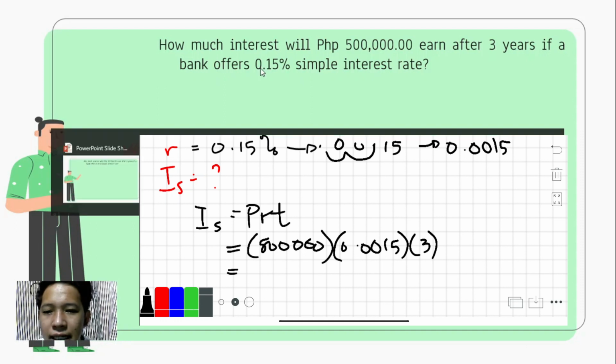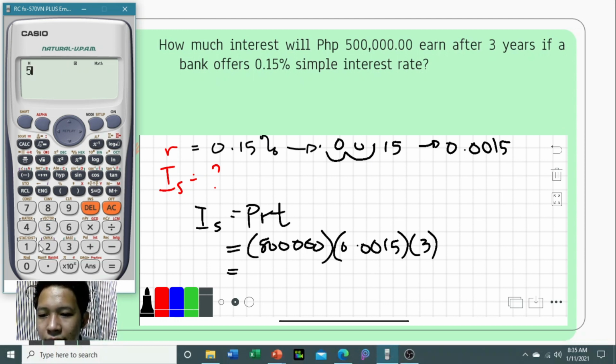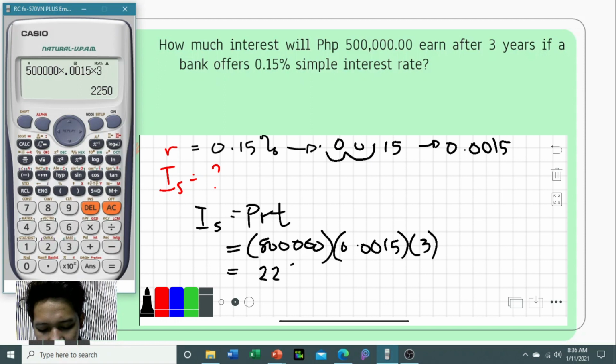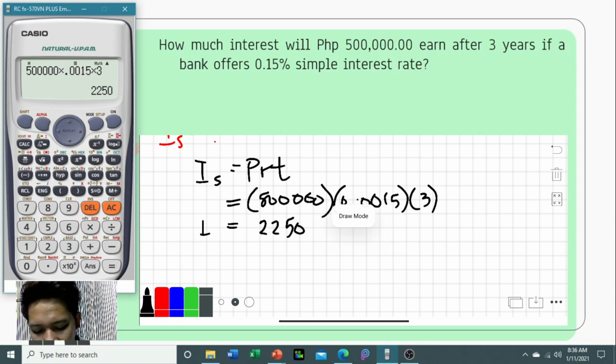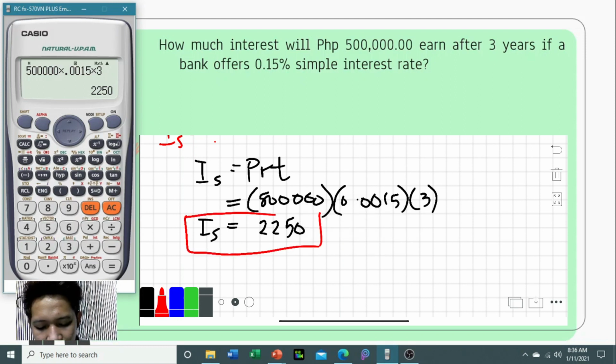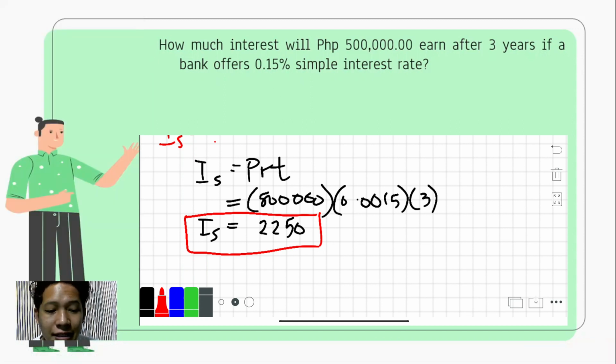And by plugging in all these to our calculator, so you can use the calculator. So that would be 500,000 multiplied by 0.0015 multiplied by 3. And that will yield 2,250 pesos. So that would be the simple interest ng ating problem. Okay po? So, after 3 years, makaka-gain ng 2,250 pesos yung 500,000 mo if the simple interest rate is 0.15%. Okay po? So that's how we solve simple interest.